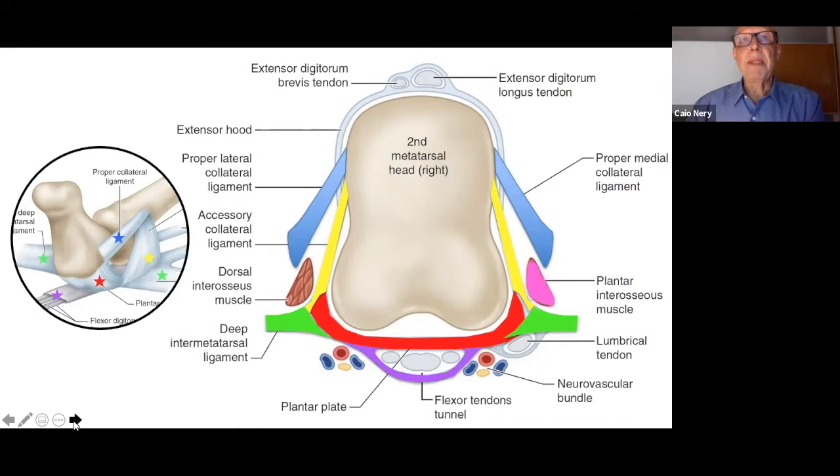The plantar interosseous muscle runs medially just adjacent to the plantar plate, while the dorsal interosseous muscle runs laterally. The lumbrical muscle runs plantar and medially to the plantar plate, just beneath the deep transverse intermetatarsal ligament. Both medial and lateral neurovascular bundles run deeply under the plantar plate.